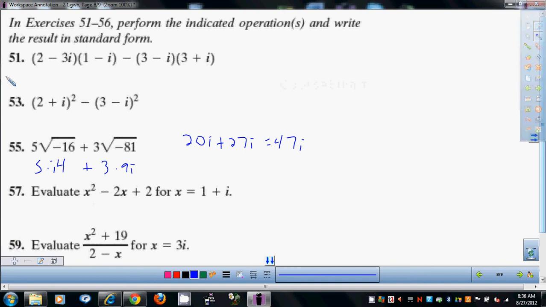57 and 59, you're just plugging in for the x values. We're evaluating those functions at an imaginary number. You're just going to plug them in. So I'll set them up. I'm confident you can work through them when you're done. But 57 is 1 plus i squared. You're going to have to FOIL. Minus 2 times 1 plus i plus 2. You're just going to FOIL, distribute, add all your like terms.